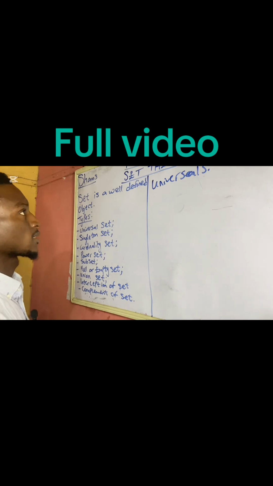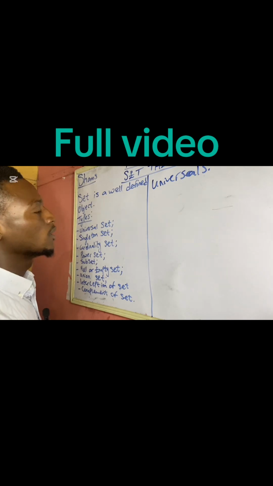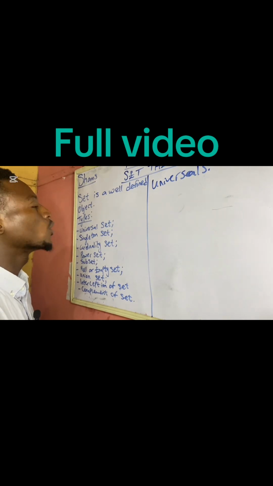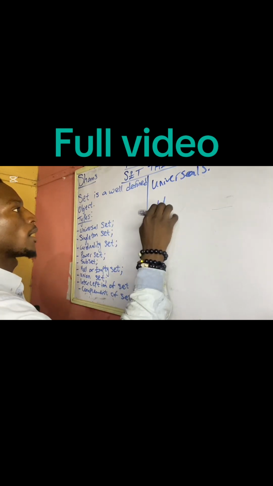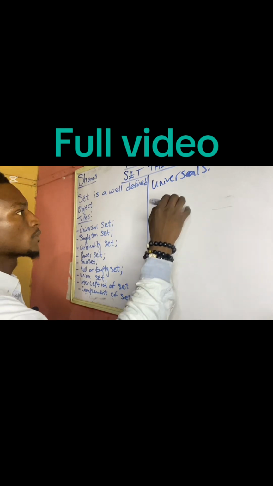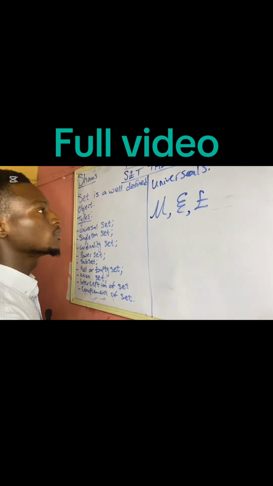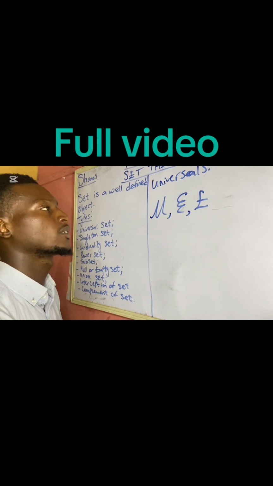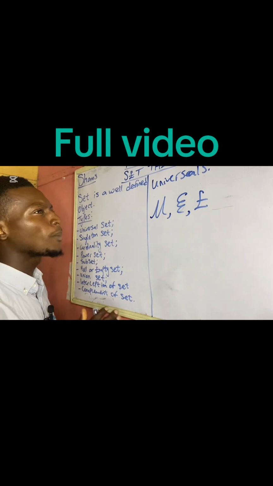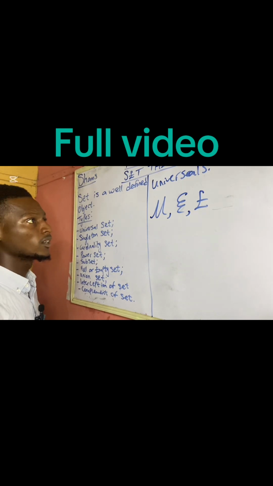Now, what are the elements of a universal set? The elements of a universal set are the combination of all the elements of a particular set we have, or all the sets we have, and it's always denoted with the sign mu. Sometimes we use sigma, sometimes we use capital letter E, etc. For instance, the universal set could be the number of states in Nigeria. You can say number of countries in Africa, etc.